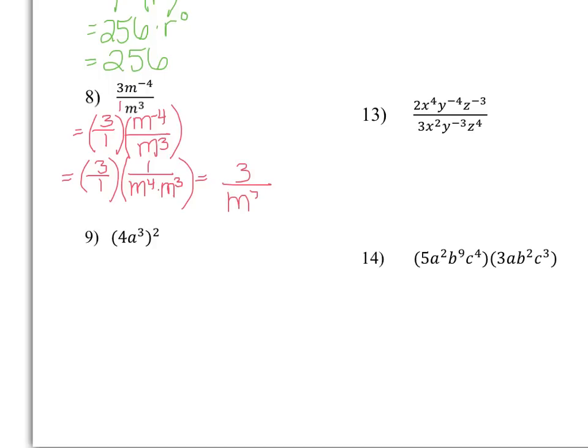You could also subtract negative 4 minus 3 and get negative 7, and then arrive at this answer of 3 over m to the 7th. Because remember, we always only have positive exponents in our final answers.